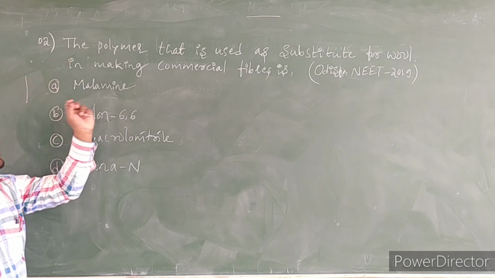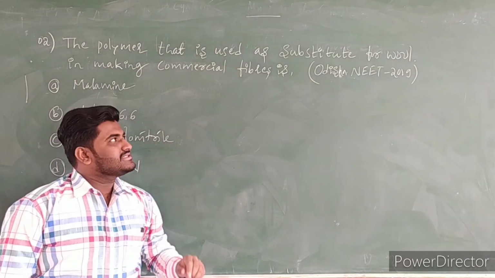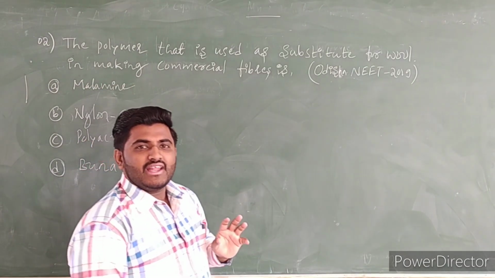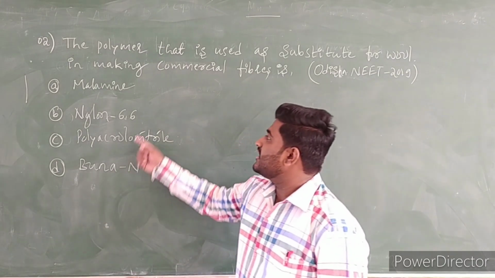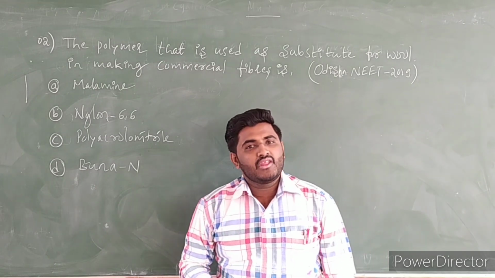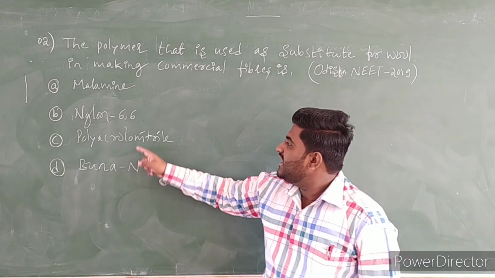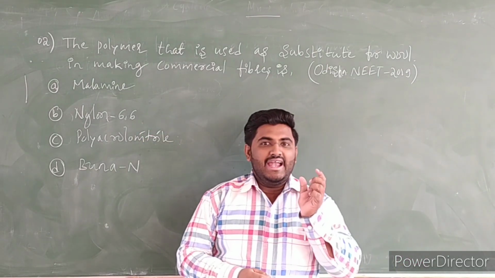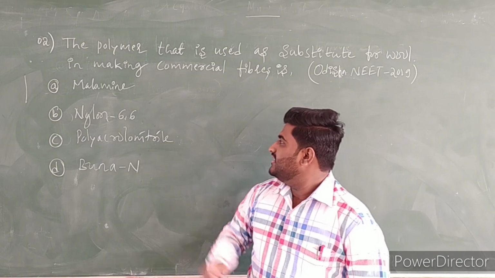See, guys, this is the second question, which was asked in Odisha NEET 2019. The polymer that is used as a substitute for wool in making commercial fibers is: so they are asking which polymer is used in the preparation of commercial fiber. Options are melamine, nylon 66, polyacrylonitrile, and vinyl. As you know, vinyl is a rubber. It cannot be used in fiber preparation. Nylon 66 is made up of adipic acid and hexamethylene diamine, and that is also not used here.